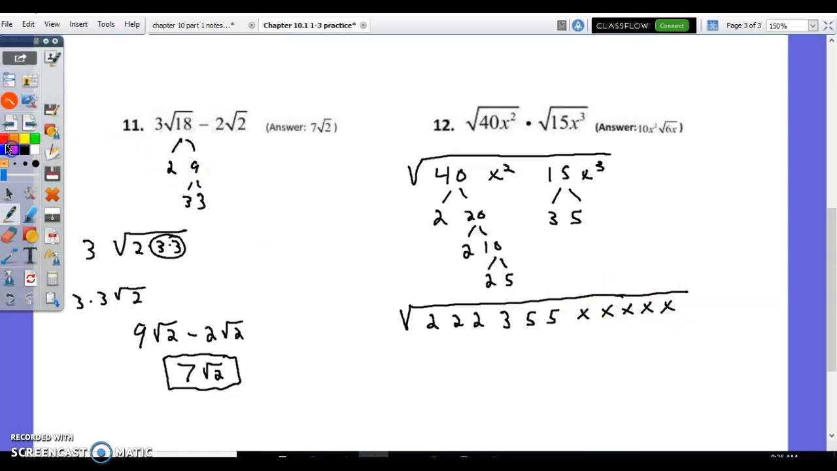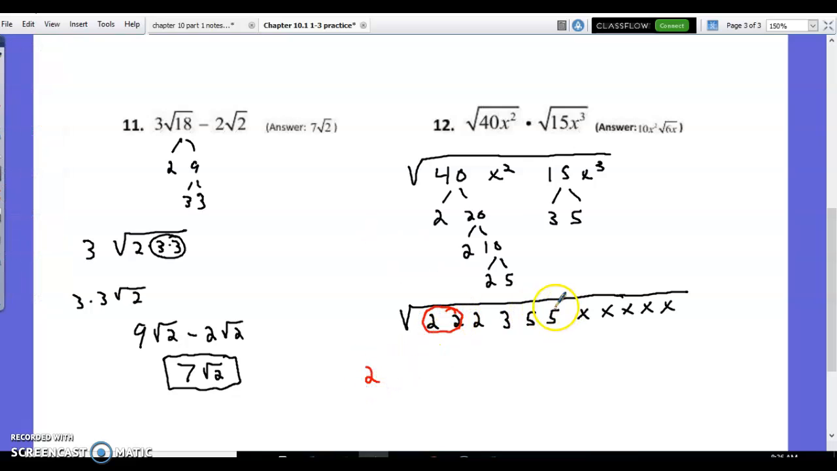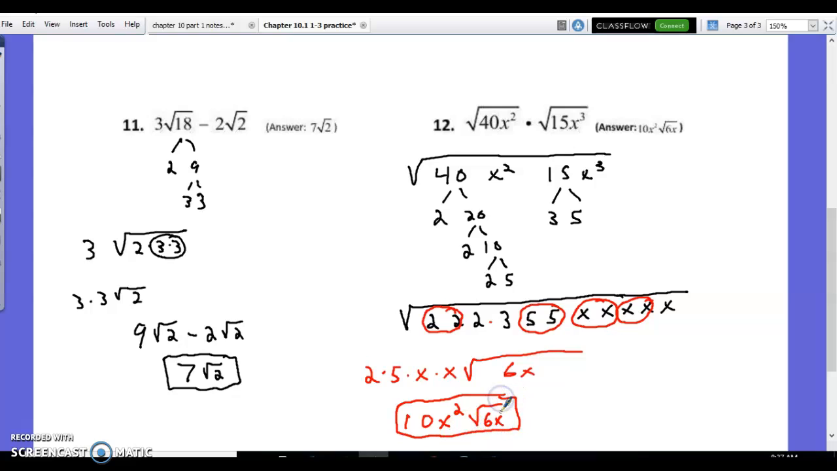All right, now I'm doubling back and I'm looking for my pairs. Here's a pair of 2's, that comes out. Here's a pair of 5's, that comes out. We have a pair of x's, so that 1 comes out. Another pair of x's, that comes out. And then what's left inside is a 2 times 3, which is 6, and an x. So there's my 6x. And then I just multiply this stuff on the outside. 2 times 5 is 10. X times x is x squared, root 6x. And that's how I get to my answer.